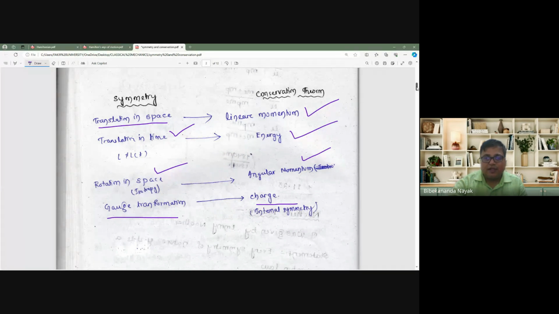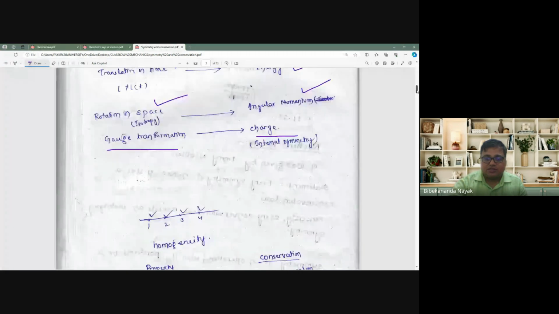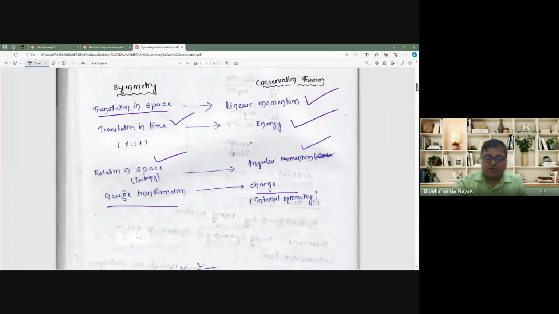Okay. Symmetry property. Now come to our mechanical properties. What is translation in space? Suppose a system is here at one point. If you translate it to another point, if it is invariant, then we can say the linear momentum remains constant. Okay.